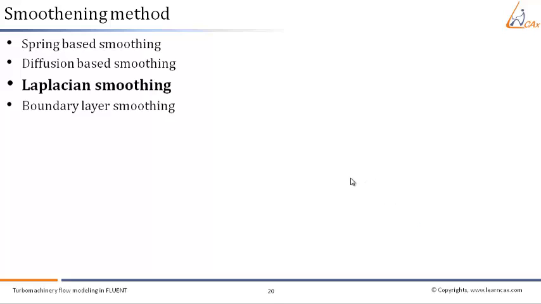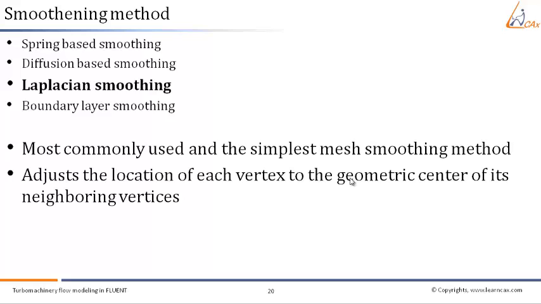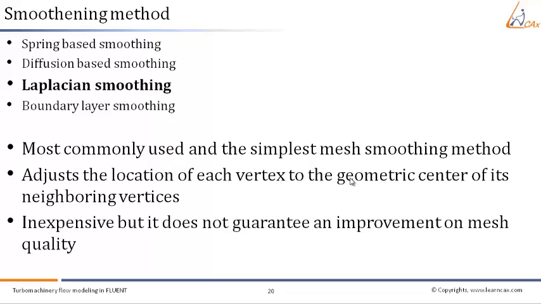Next is the Laplacian smoothing, which is the most commonly used and the simplest mesh smoothing method. This method adjusts the location of each vertex to the geometric center of its neighboring vertices. This method is computationally inexpensive, but it does not guarantee an improvement on the mesh quality, since there can be chances of poor quality elements.